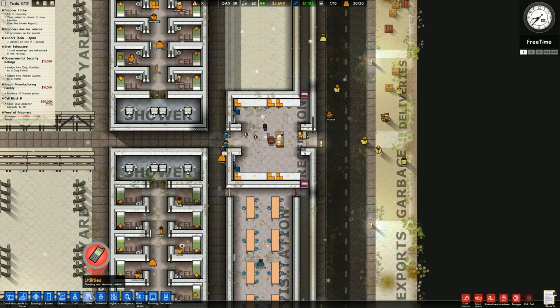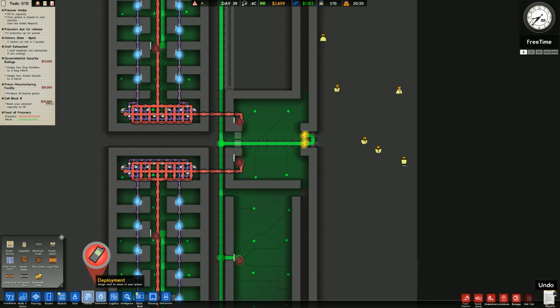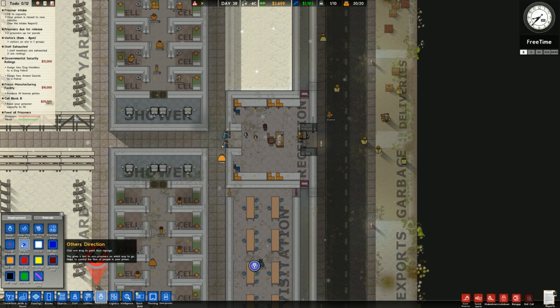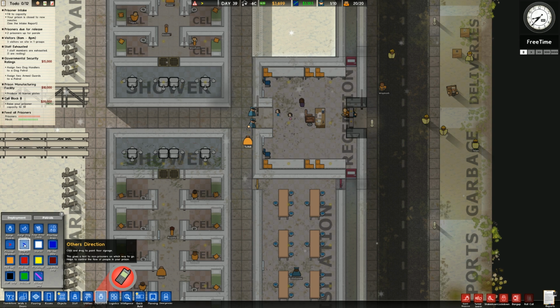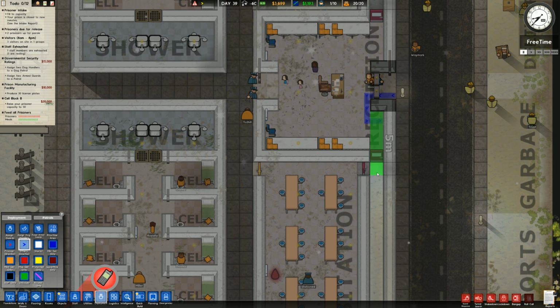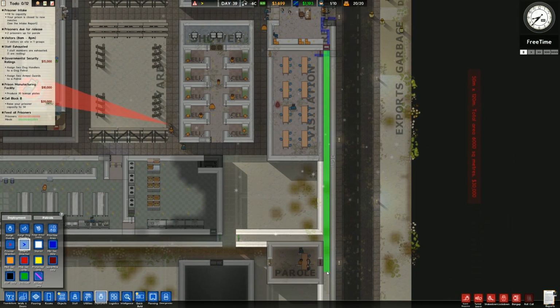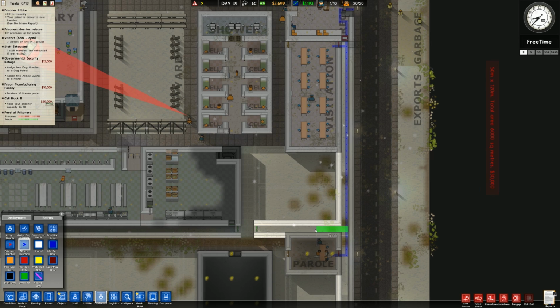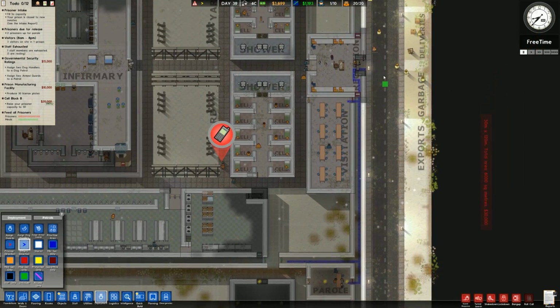So the only solution I can think of is going over to deployment. Others direction. You have two options: you have others direction and you have a prisoner direction. It says this helps give a hint to non-prisoners on which way to go, helps control the flow of people. So if I say in, across, down, across, in, then straight down, and then in there, that is recommending where the people go. I'm going to do that as well, just so they try and flow that way.